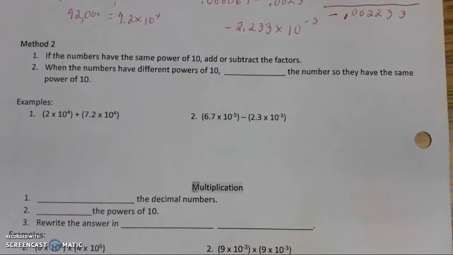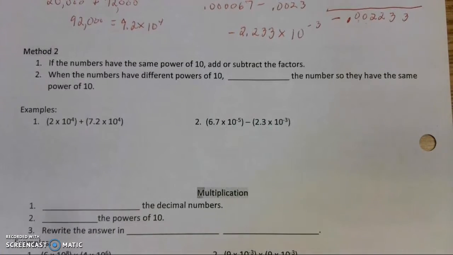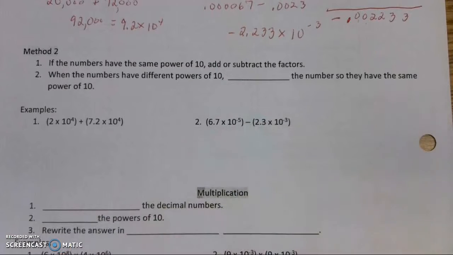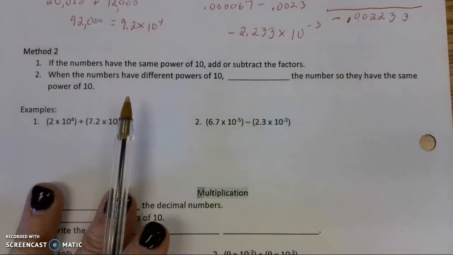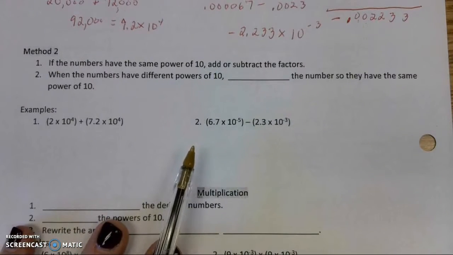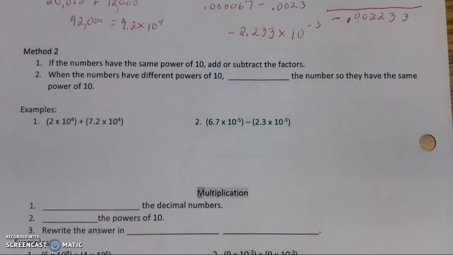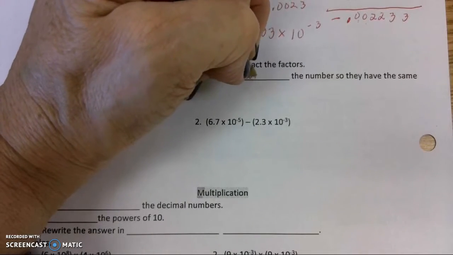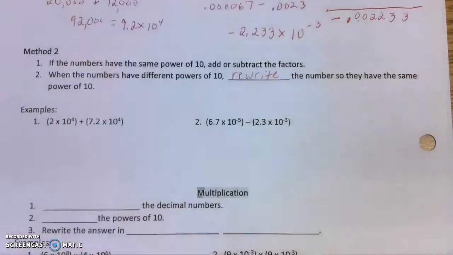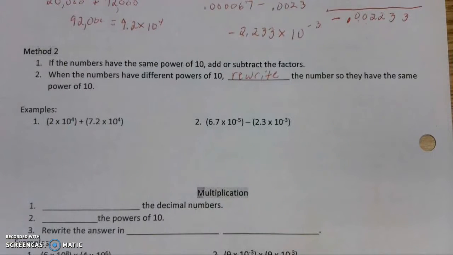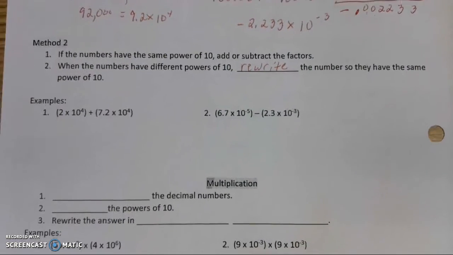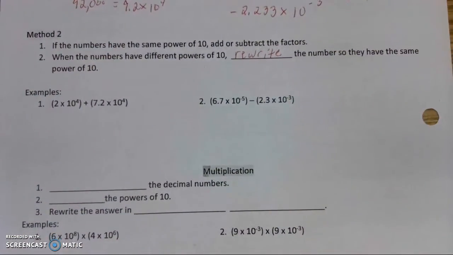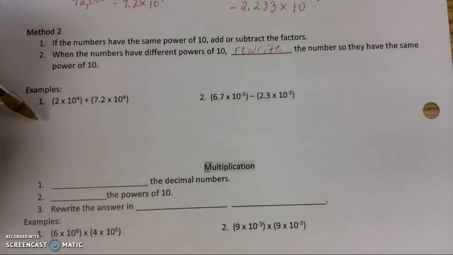The second way, the second method actually works fine if you have the same exponent. It's when you have different exponents that this one gets a little tricky. So if the numbers have the same power of 10, you just add or subtract the factors. However, if the numbers have different powers of 10, then you have to rewrite the numbers so they have the same power of 10. That can get a little confusing sometimes, which is why I always say it's probably easier just to change it back to standard form. But let's take a look at what this looks like.